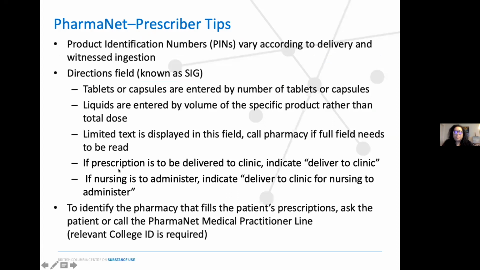In terms of PharmaNet, this is the provincial system in British Columbia where all your medications from a community standpoint are entered. Some of the tips: when a clinician, prescriber, nurse, or somebody in clinic is looking at PharmaNet, even you as a patient when you're looking at your records, there are certain numbers called PINs. PINs really vary according to delivery or witness doses of methadone. All it does is identify the type of drug, for example methadone. Is it a witnessed ingestion or has it been delivered? Directions are very specific.